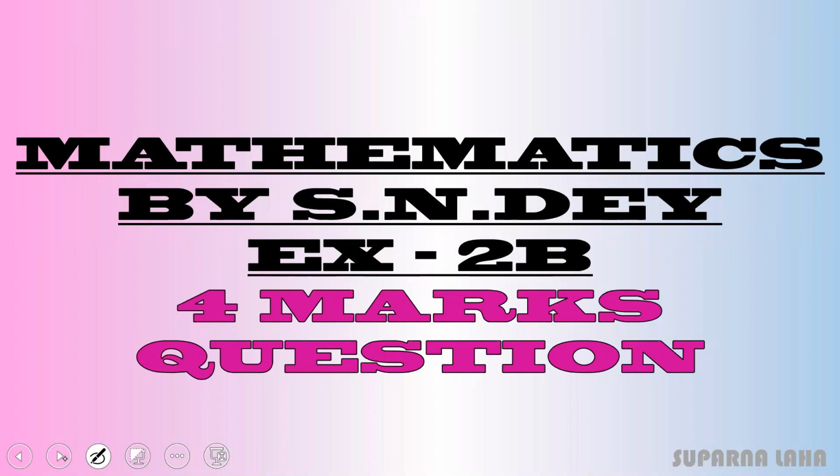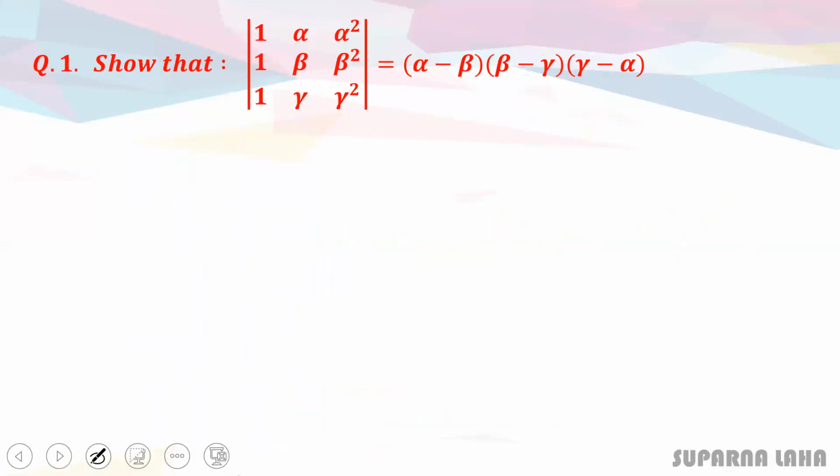Moving to the next. So 4 marks questions. All the 2 marks questions are completed, and if any question is remaining, this is your homework. This 4 marks question is from this exercise 2B from the book by S&A. So here this is question number 1 of this section, 4 marks questions.